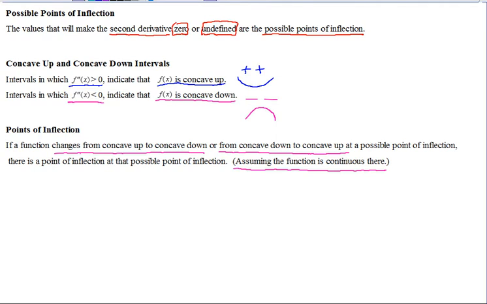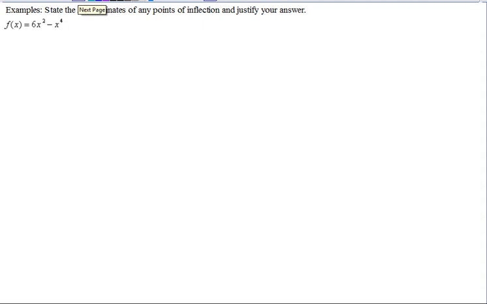All right, let's look at a few examples here. This first one says, state the x coordinates of any points of inflection and justify your answer. So first we're going to state the x coordinates of points of inflection, and then we're going to justify the answer.